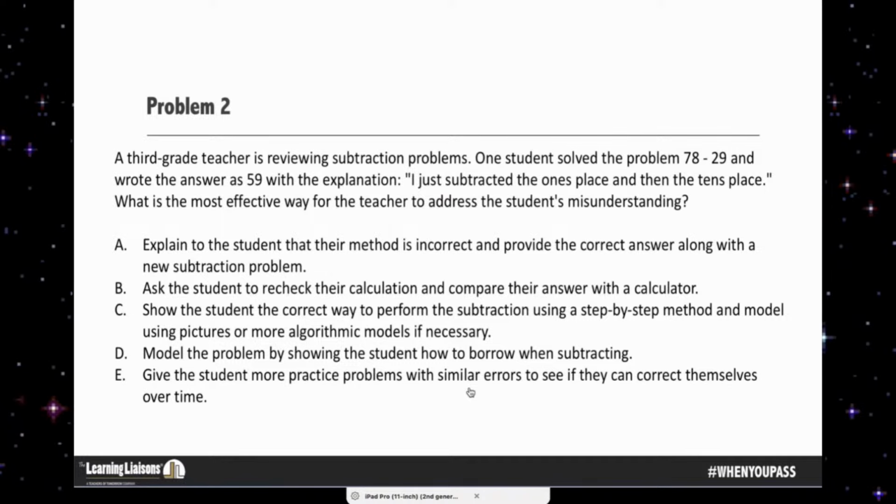A: Explain to the student that their method is incorrect and provide the correct answer along with a new subtraction problem. B: Ask the student to recheck their calculation and compare their answer with a calculator. C: Show the student the correct way to perform the subtraction using a step-by-step method and model using pictures or more algorithmic models if necessary. Model the problem by showing the student how to borrow when subtracting. D: Give the student more practice problems with similar errors to see if they can correct themselves over time.